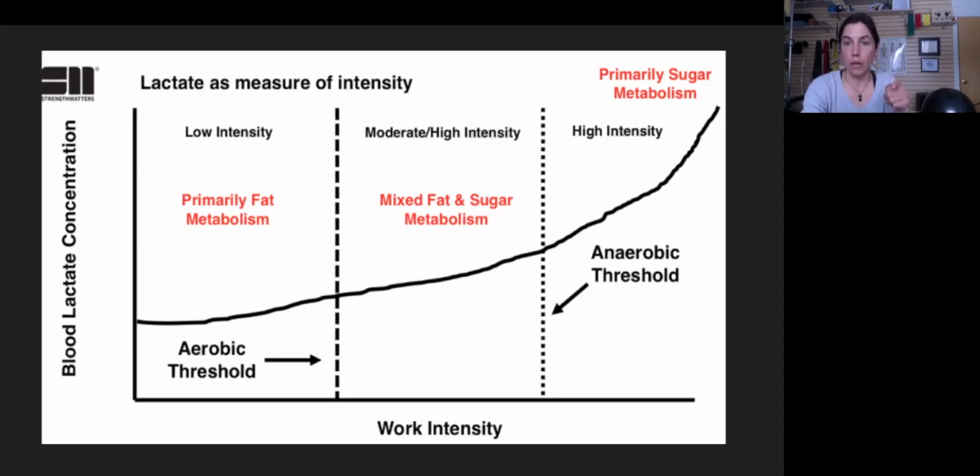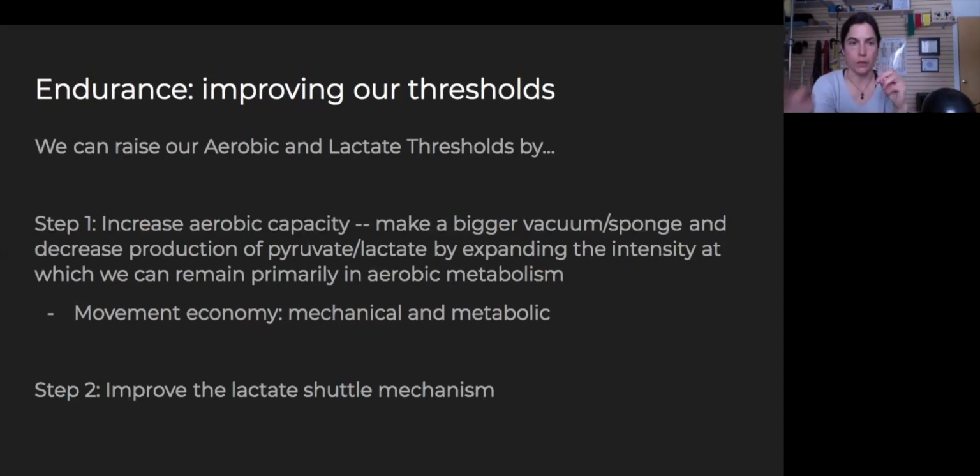And the only other line to see on this graph is the anaerobic threshold, or your lactate threshold. So we just went over the definitions of those two areas on the graph. So if we want to raise our aerobic and lactate threshold, how do we do that? Well, the first thing we can do is to increase our aerobic capacity.